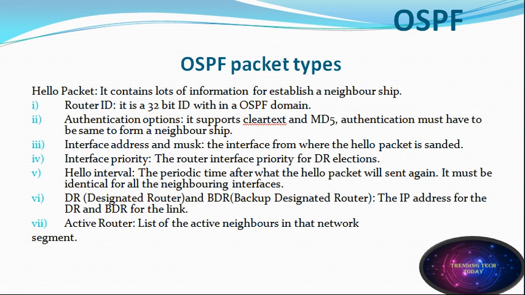Now, the OSPF packet types. In OSPF packet types, there is the hello packet. So, what does the hello packet contain? It contains a lot of information to establish a neighborship. One, router ID. It is a 32-bit ID within an OSPF domain. Authentication option. It supports clear text and MD5 authentication. It must be the same on both neighbors to form a neighborship.